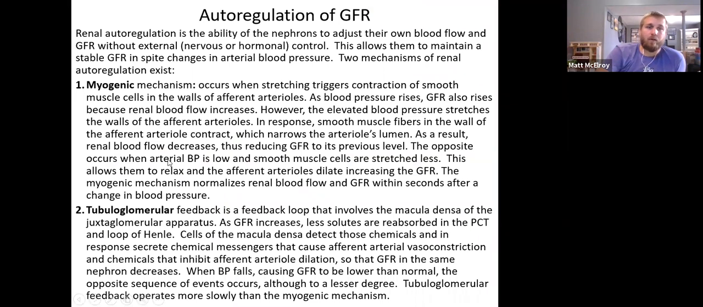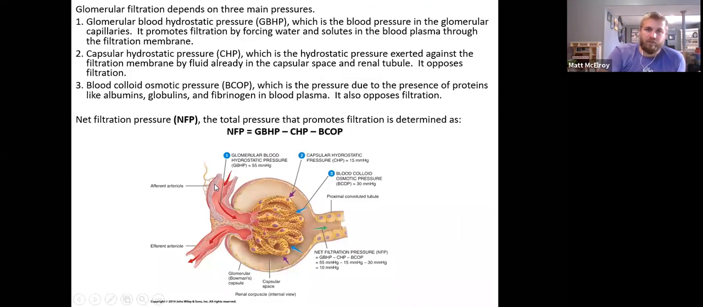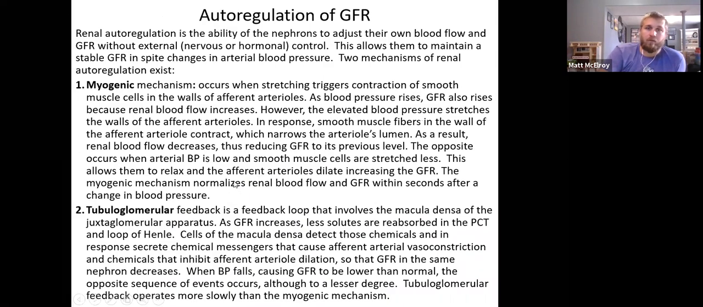Now, the opposite occurs when arterial blood pressure is low and those smooth muscle cells are stretched less. If blood pressure is low, not as much flow is coming into them because there's not as much force of blood flow. So there's not as much stretch, but our afferent arterioles respond by dilating, and that means more flow will come in. And because GFR is going low, we want to increase it to return it to normal.